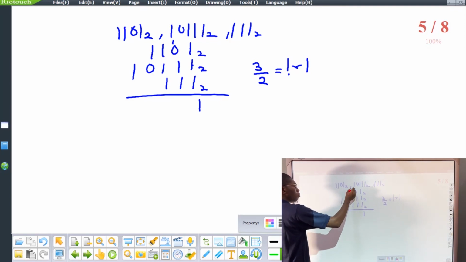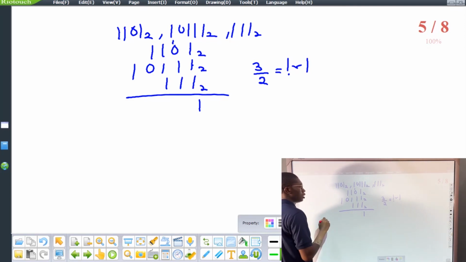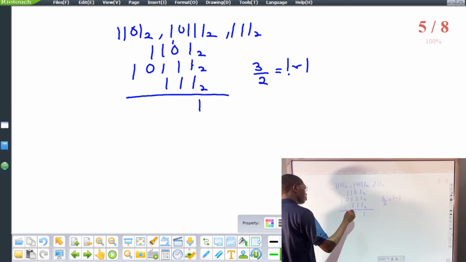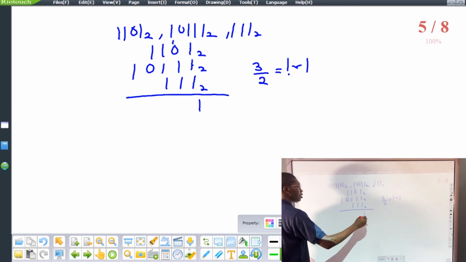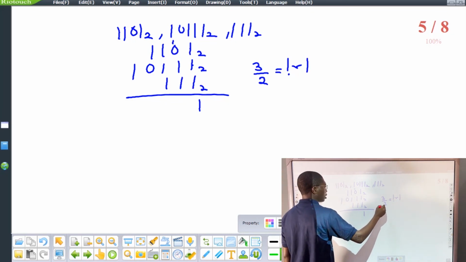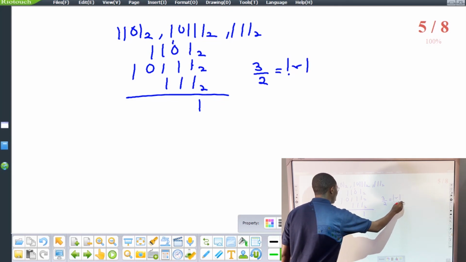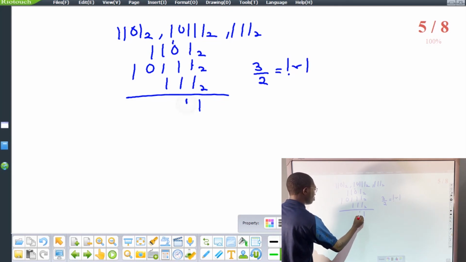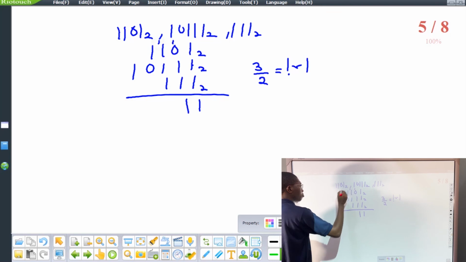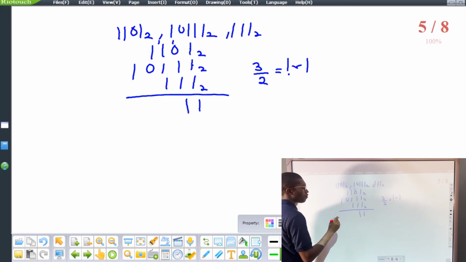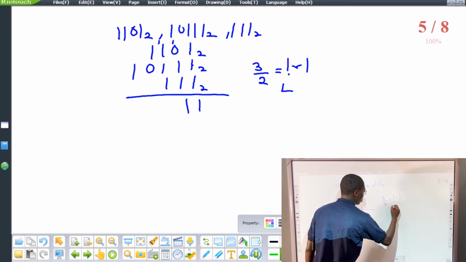So the next one, 1 plus 1 plus 1 is still 3. We can't write 3 for the same reason. So we have to divide it, and the answer here is 1, remainder 1, still the same thing. So we write the remainder 1, keep the whole number. 1 plus 1, that is 2, plus 1, that is 3, plus 1, that is 4. 4 is not a base 2 number, so we have to get the derivative.